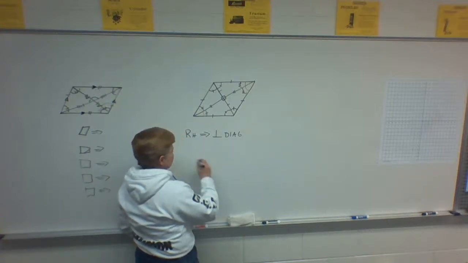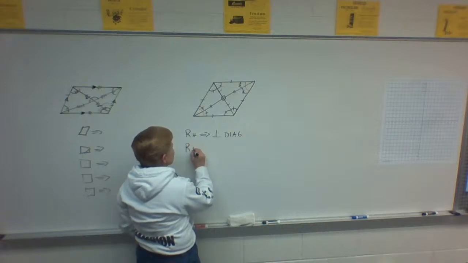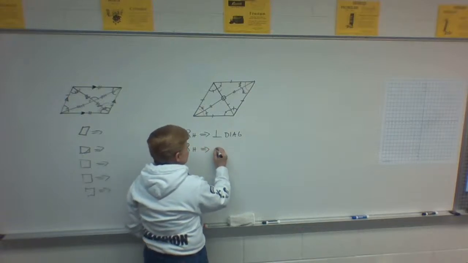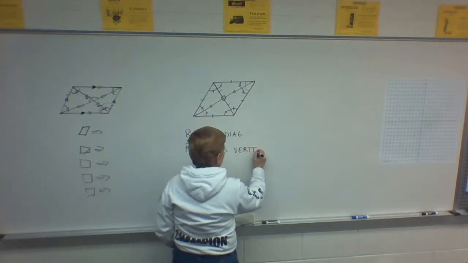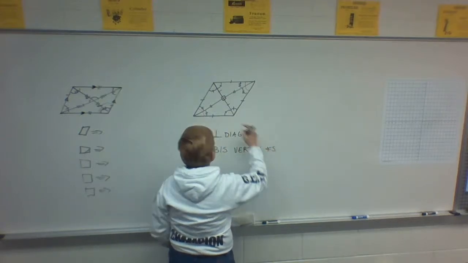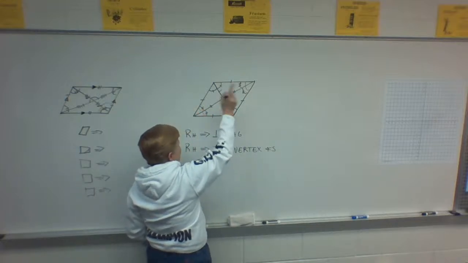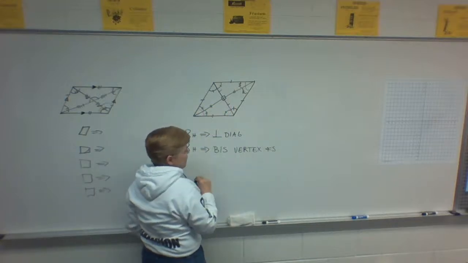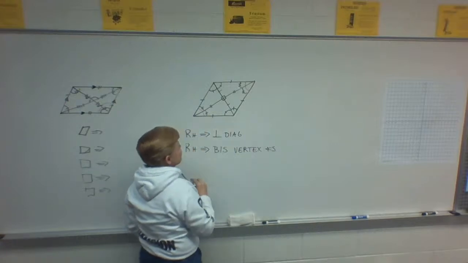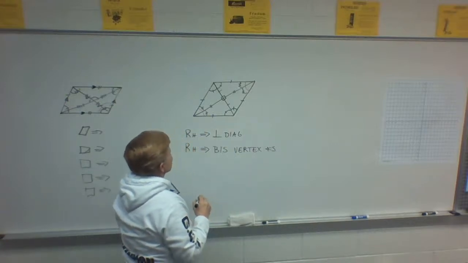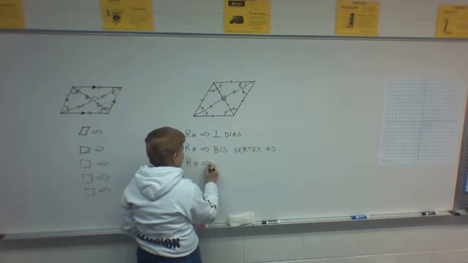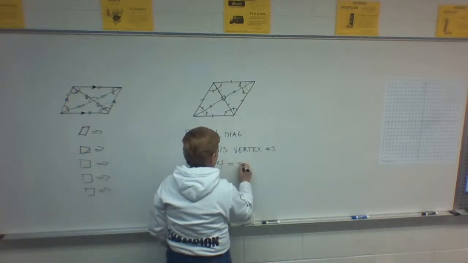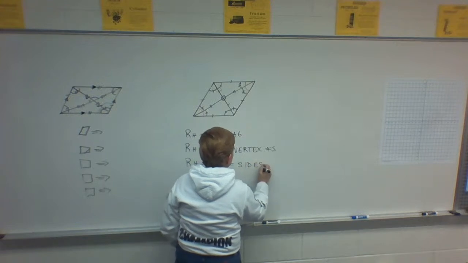Okay. If you know for sure it's a rhombus, you also have bisected vertex angles. That's this property here, where this angle where the diagonal came out gets bisected by a diagonal. Bisected vertex angles with a diagonal. And by its definition, if it's a rhombus, you have 4 equal sides. That's also a property.